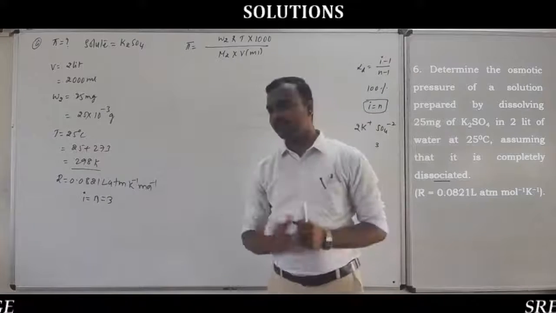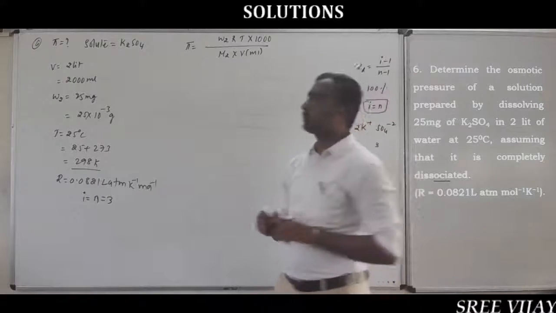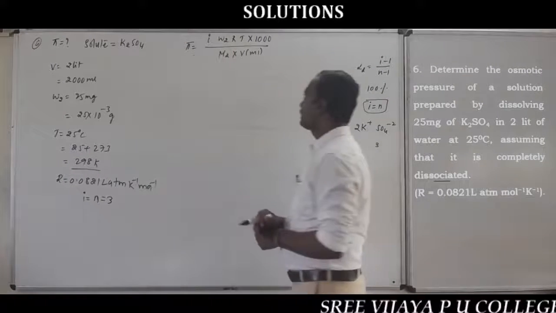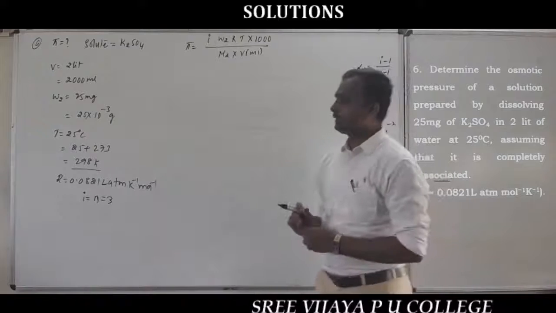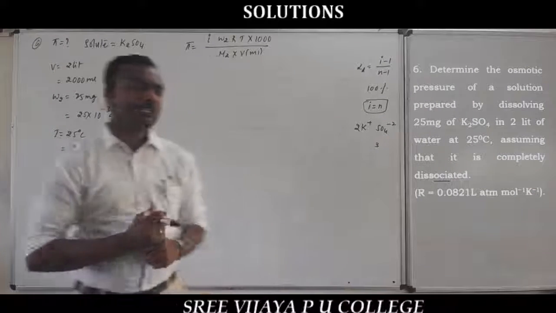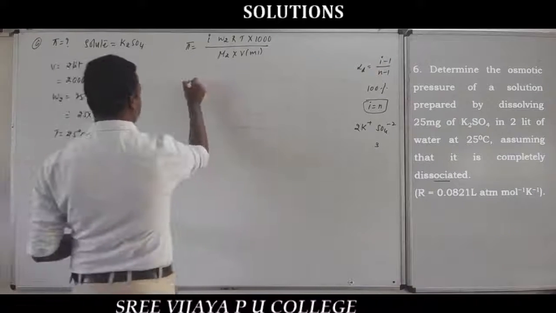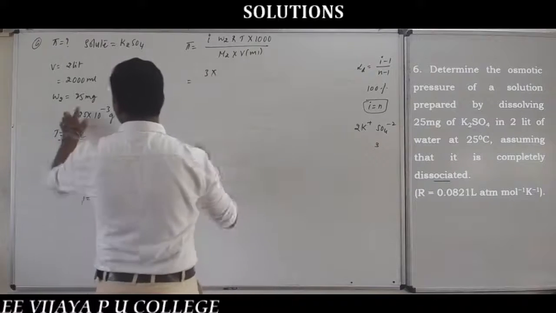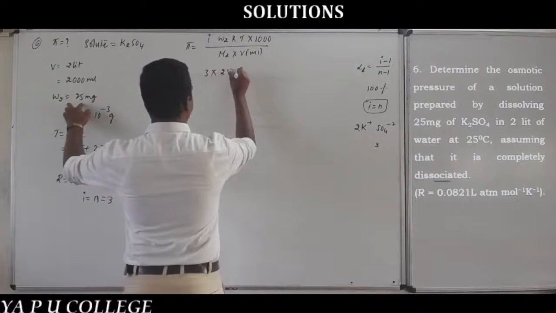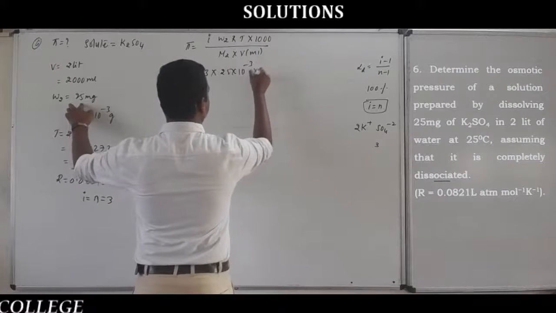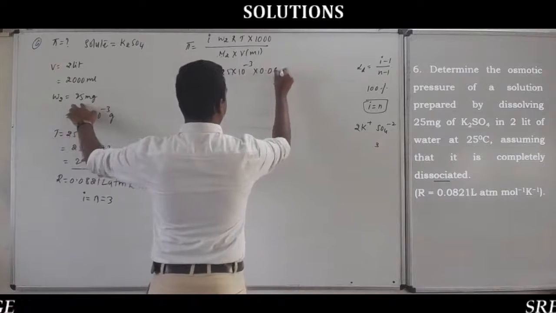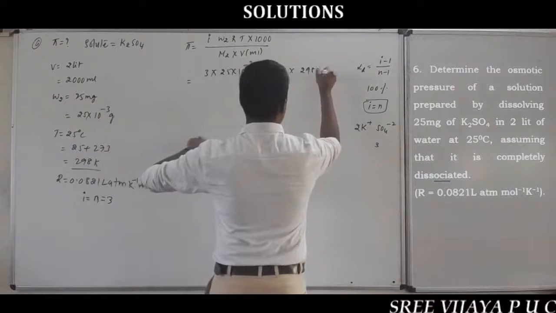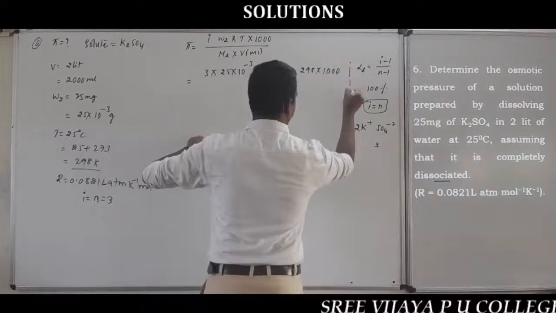Again we are going to use the modified equation: pi is equal to i into W2 into RT into 1000 divided by M2 into V in ml. Substitute the values. What is i value? i is 3. What is W2? 25 milligram, 25 into 10 power minus 3. R value is 0.0821 into temperature 298 Kelvin into 1000.